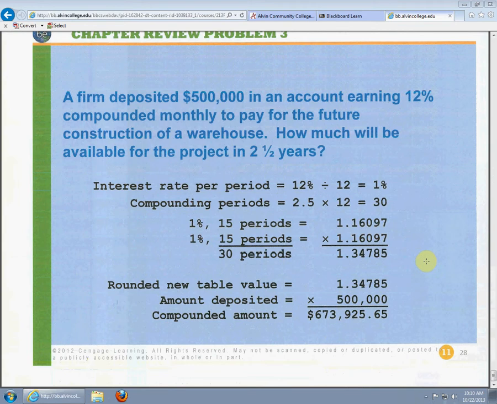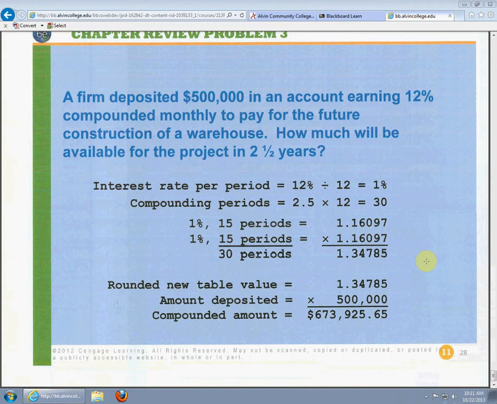What was the interest rate per period? 1%. We took the 12, it was monthly, so we divide it by 12, so it's 1%. That's what you're looking for across the top of your table. The compounding periods: we get it 12 times a year for 2.5 years, so 2.5 times 12 is 30. This is one where you had to divide the 30 in half, so you got 15.